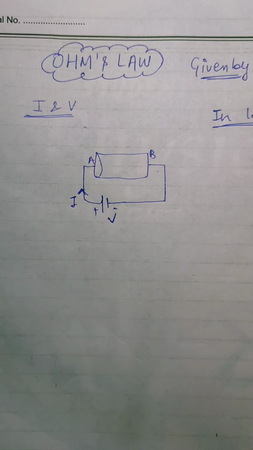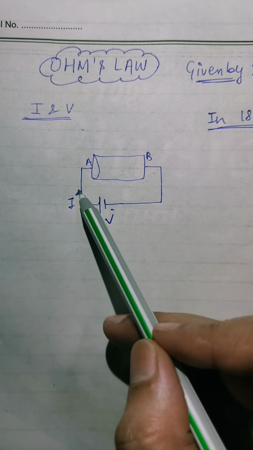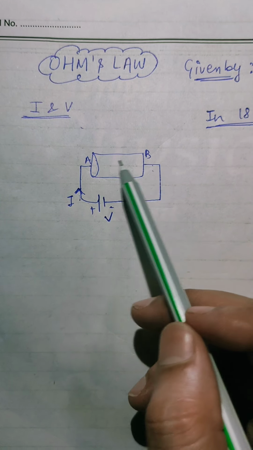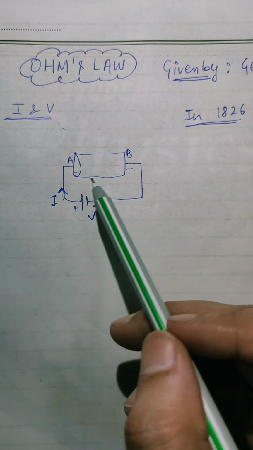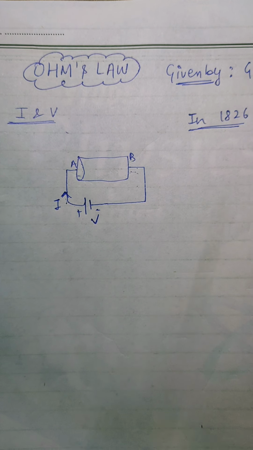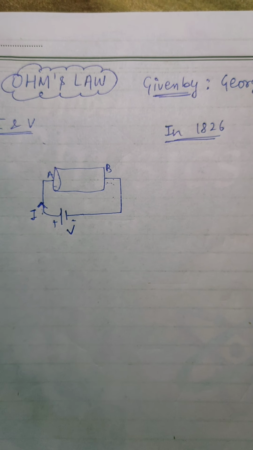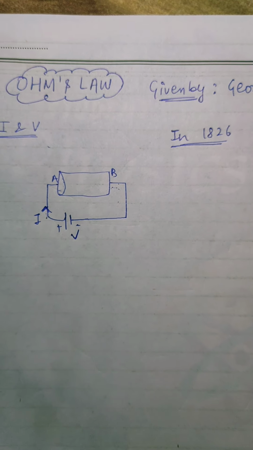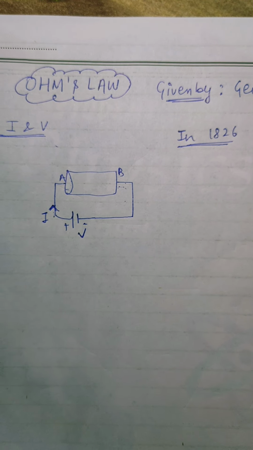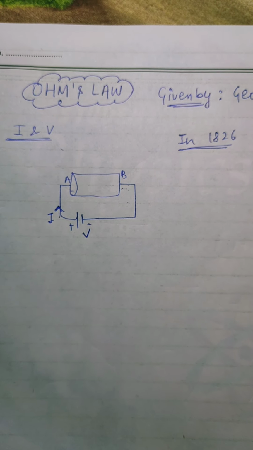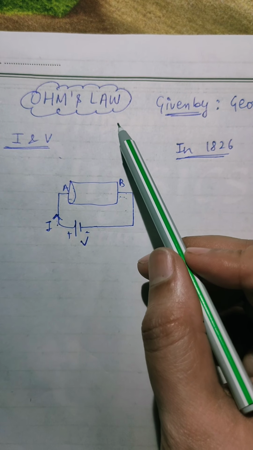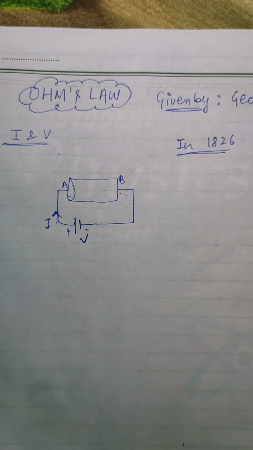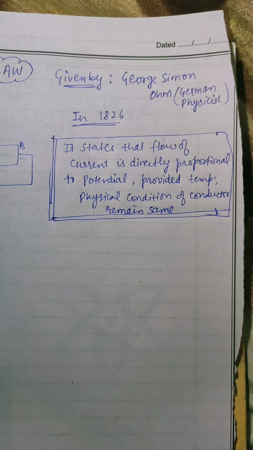He states that the current flowing across the end points of a conductor is directly proportional to the potential, provided the temperature and other physical conditions of the conductor remain the same. Ohm's law is valid only if the temperature of a conductor remains the same.